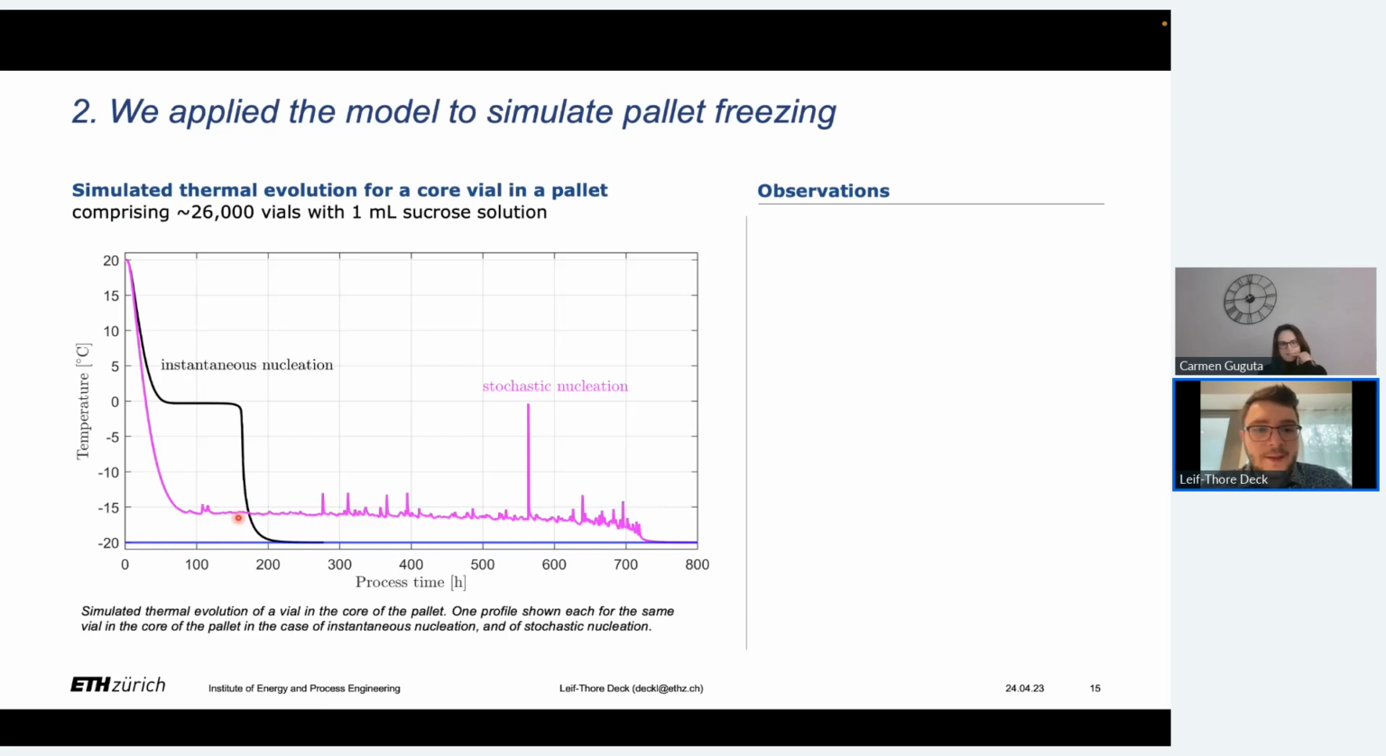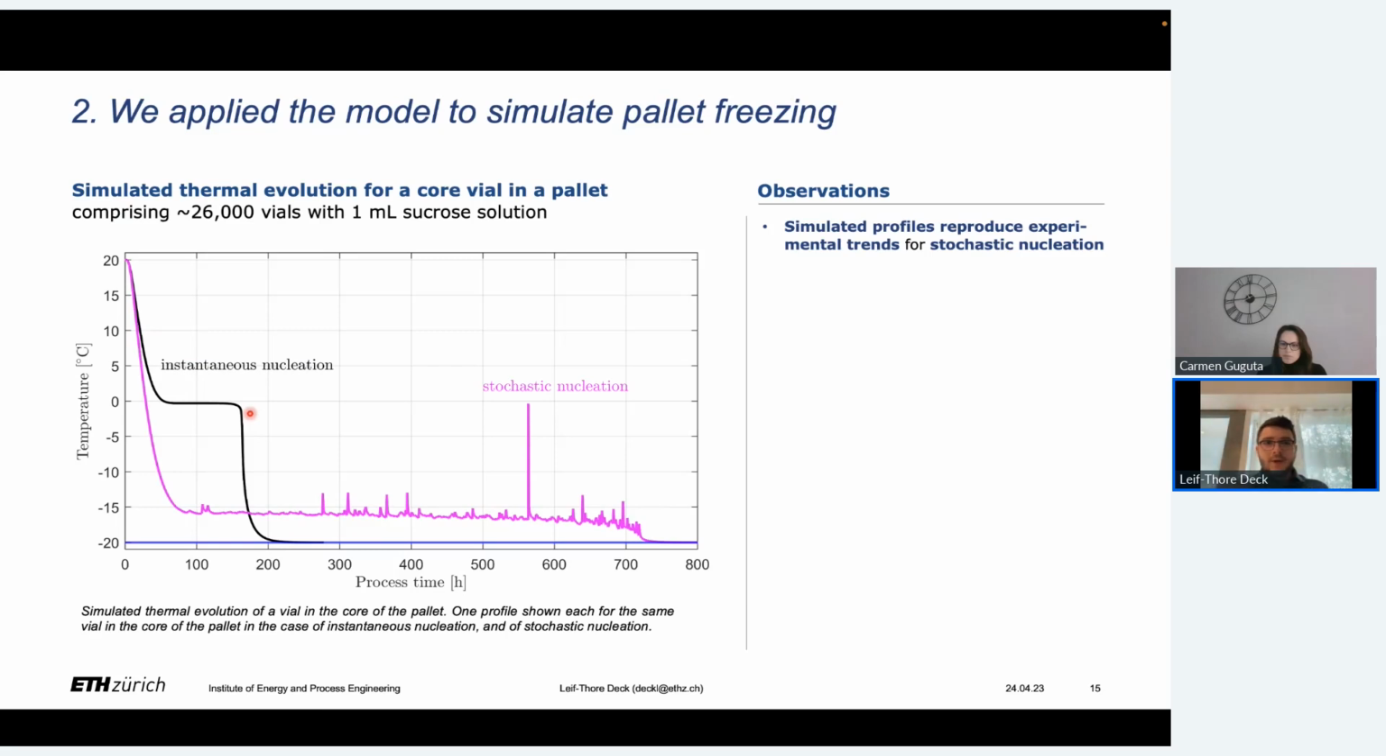And in one case, in pink, we have done it with stochastic nucleation. And in one case, I've done it in black with instantaneous nucleation, where nucleation starts already as soon as we reach the supercooled state. And the reason why I show this comparison between black and pink is because this instantaneous case is kind of the state of the art in freezing modeling.